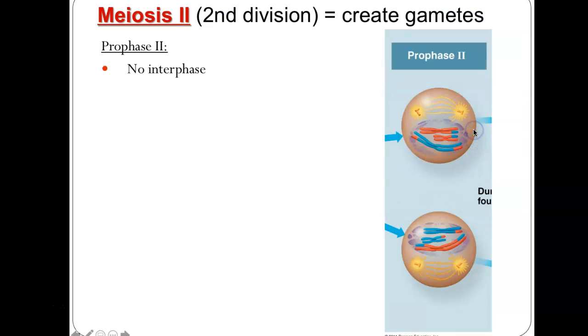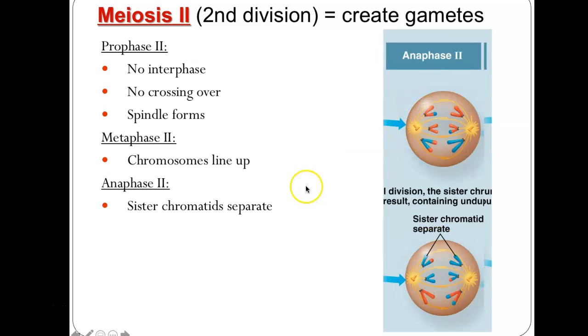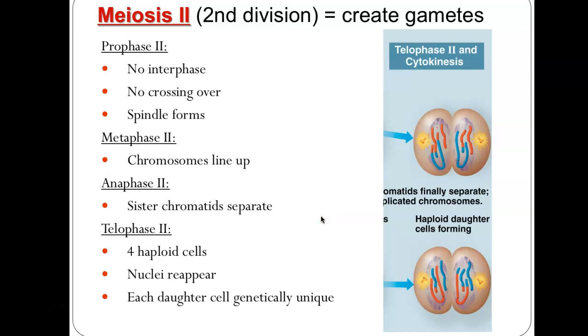So in meiosis 2, you don't have any interphase. You don't have any crossing over. What happens is a spindle forms. Now these ones are going to line up, and this is going to look a little bit more like mitosis. Sister chromatids separate, telophase, cytokinesis. You end up with 4 unique haploid cells. They're genetically unique. So we'll make sure we get all that written down if you need to. Yes, there's a couple of fill in the blanks there.